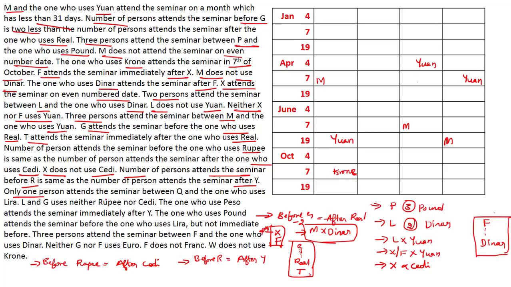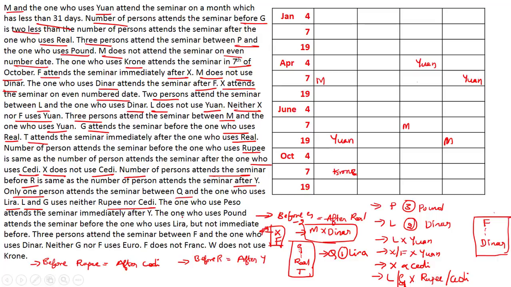The next one is only one person attend the seminar between Q and the one who uses Lira. So between Q and the one who uses Lira, there should be a gap of only one person. Let me write it here. Okay. The next one is L and G uses neither rupee nor cedi. So these two persons are not going to use rupee or cedi. I hope you got it.